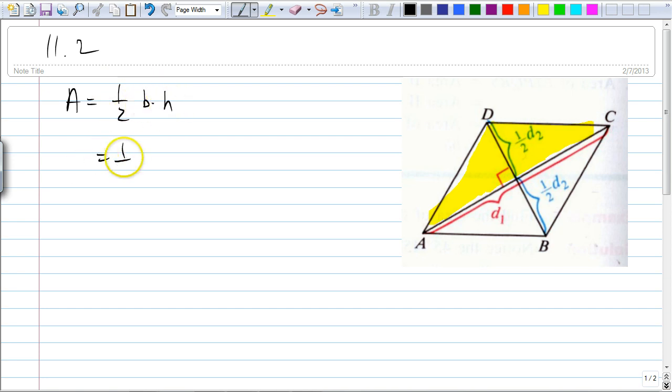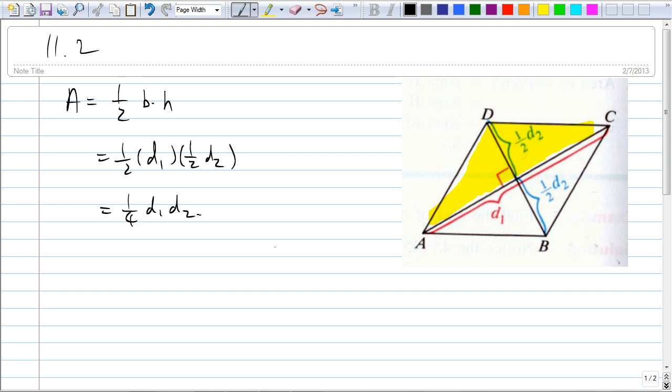So it's half times, what's my base in this triangle? What's the base of this yellow triangle? D1. Okay, D1. What about the height? Half of D2. It's half of D2 because we know that the diagonals of a rhombus bisect each other. You guys remember that? All right. So if that's true, what is the answer here? We get 1/4 of D1 D2, right?